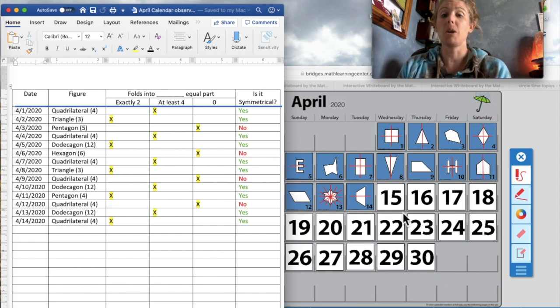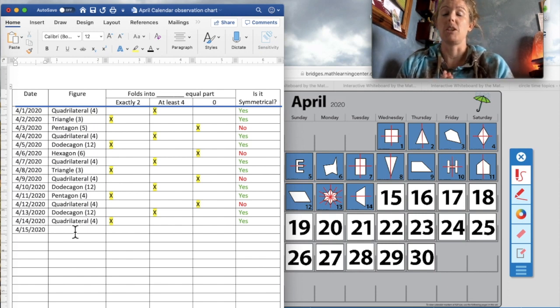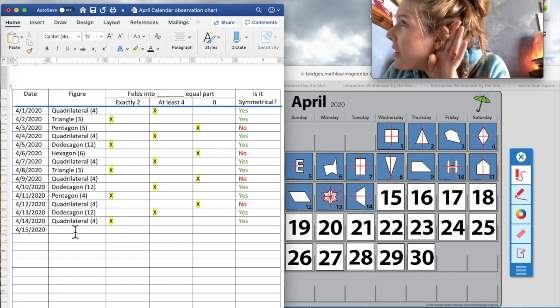I want you to think, what do you think is going to be under our card for today, for the 15th of April? I will write the date in while you think of what type of shape it is, how many folds into equal parts, and is it symmetrical? All right, you got it there? Whisper it to me.